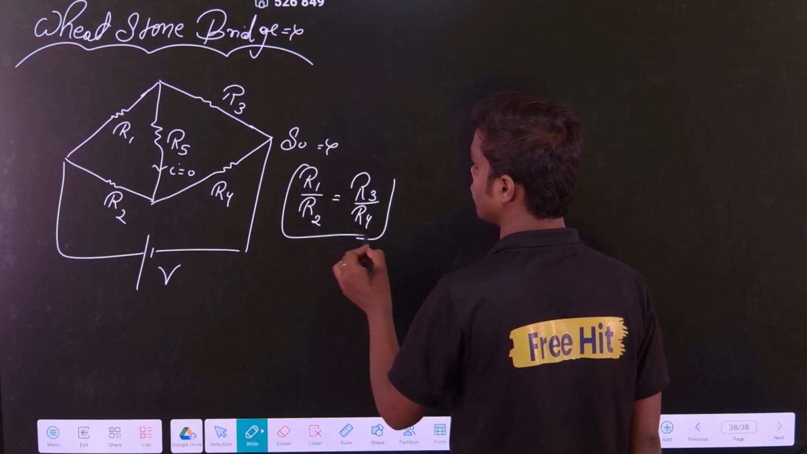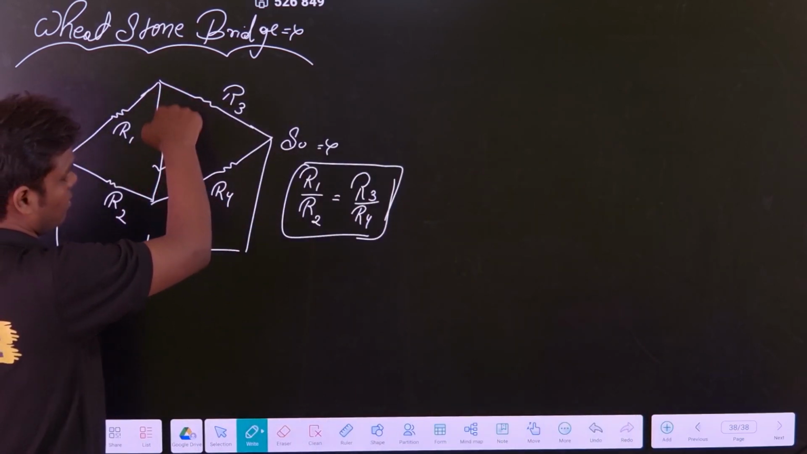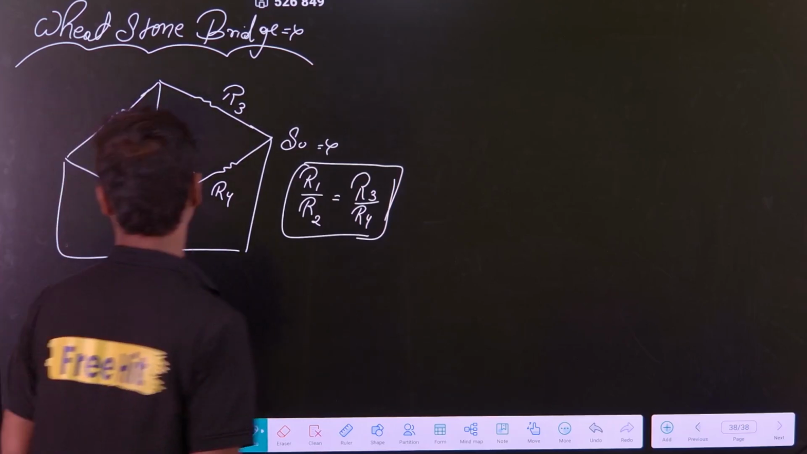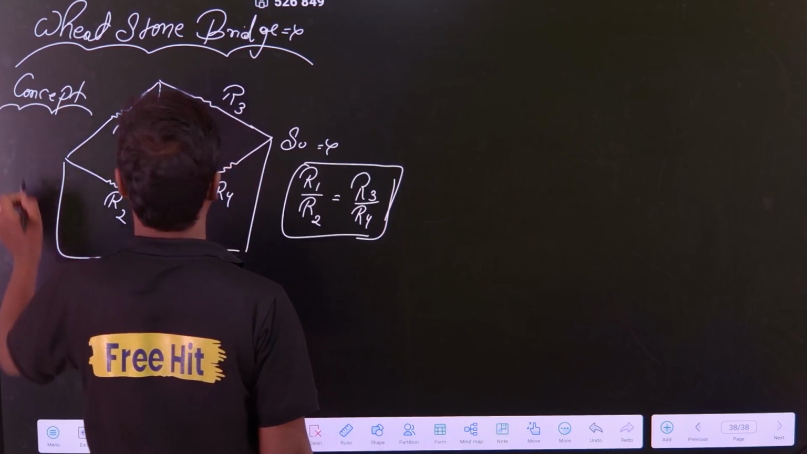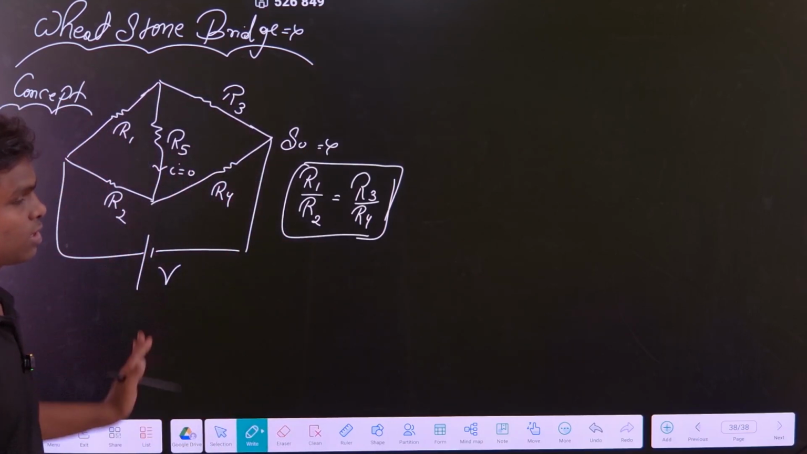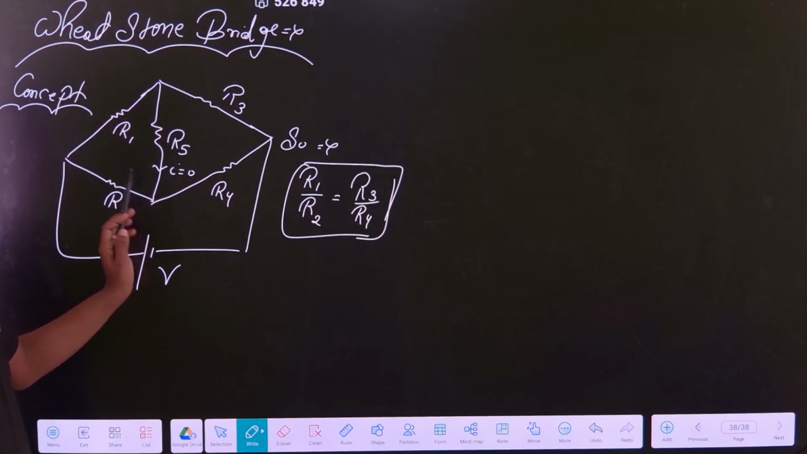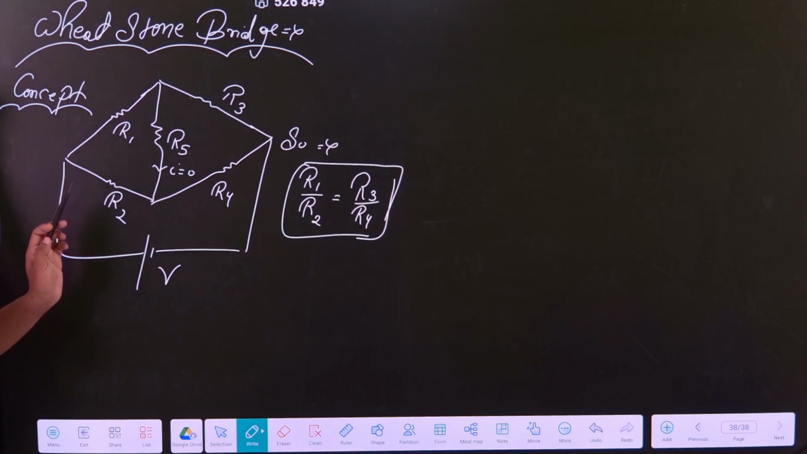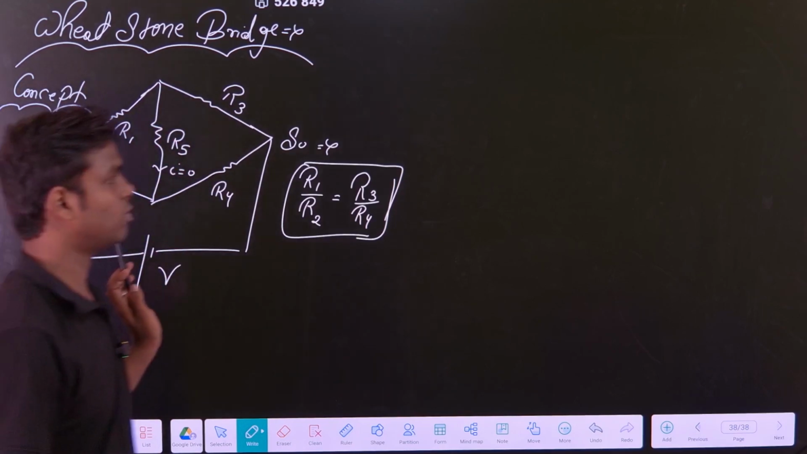If you are getting this condition, then you can directly say the current in this branch will be 0. That is a simple statement. This is the concept you have to remember. I am not going into the proof because no one will ask you the proof in the competitive exam. Simply remember, if I have this type of connection and the current across R5 is 0, then R1 upon R2 should be equal to R3 upon R4. That is the simple approach you have to apply.